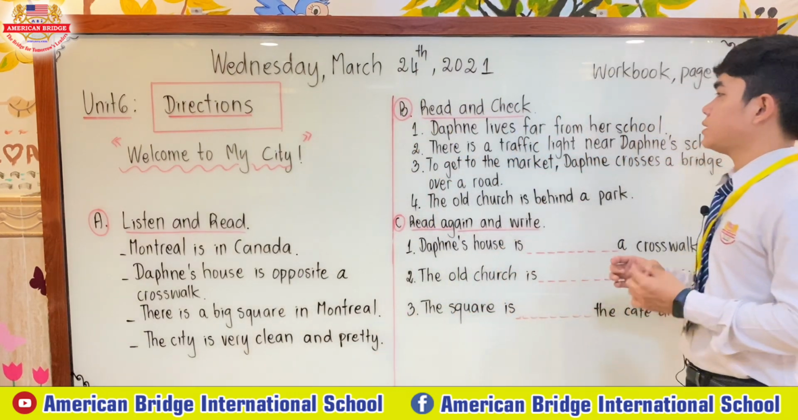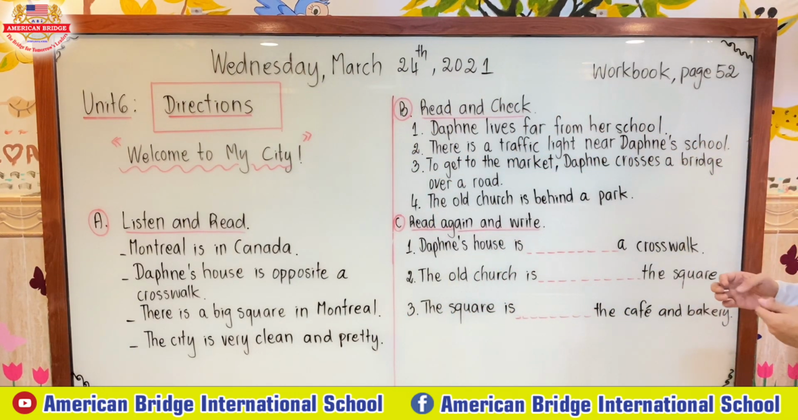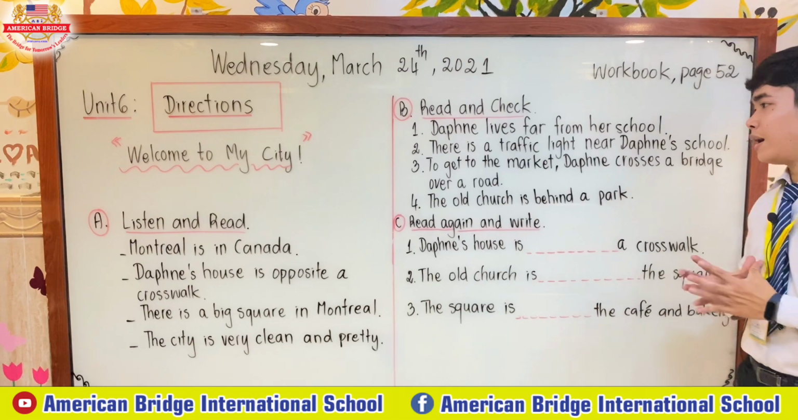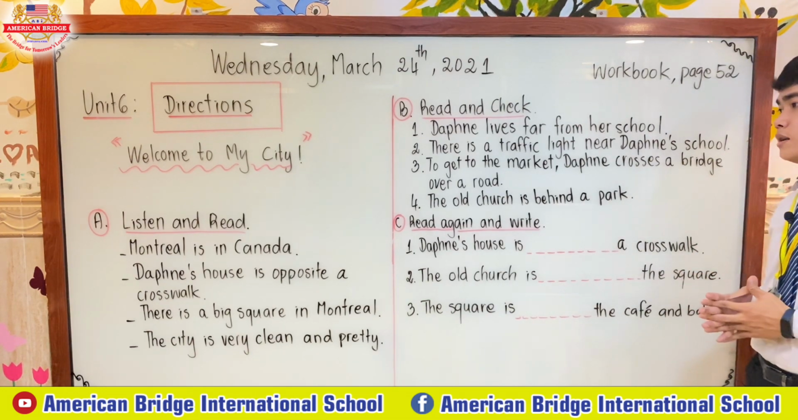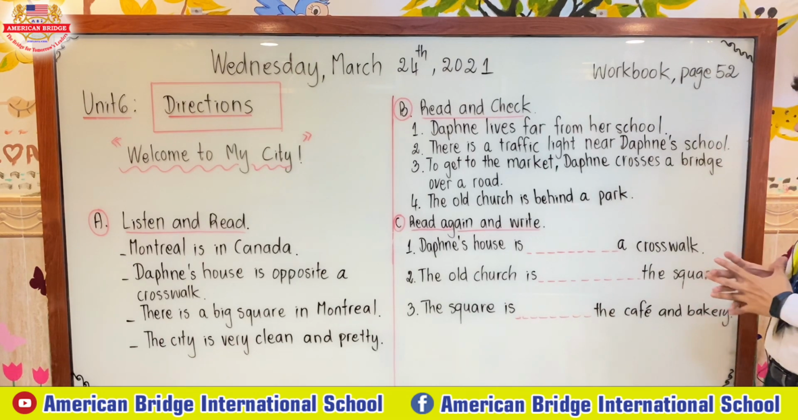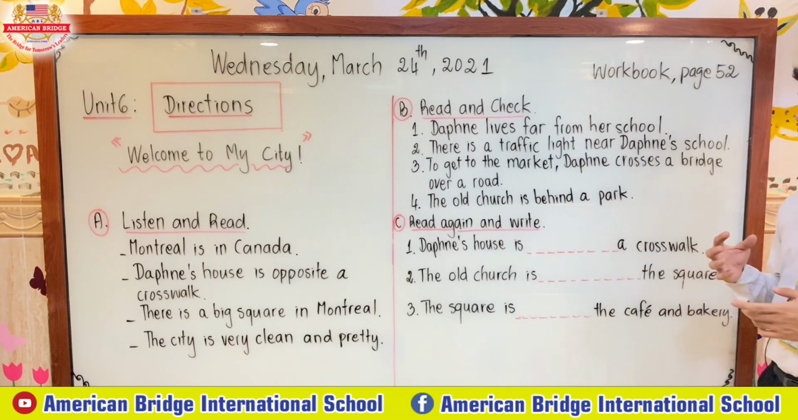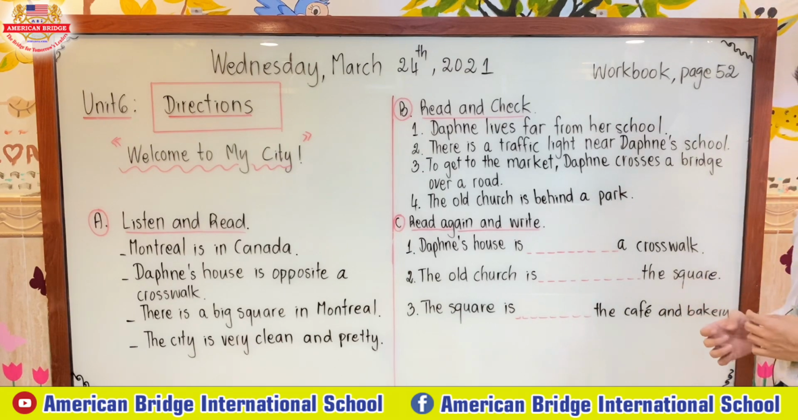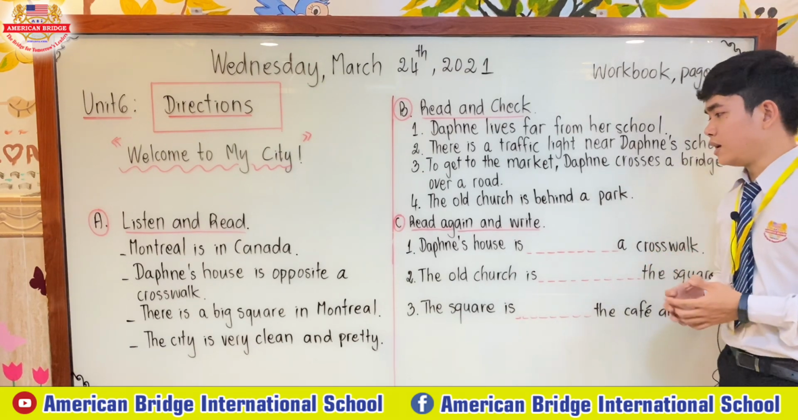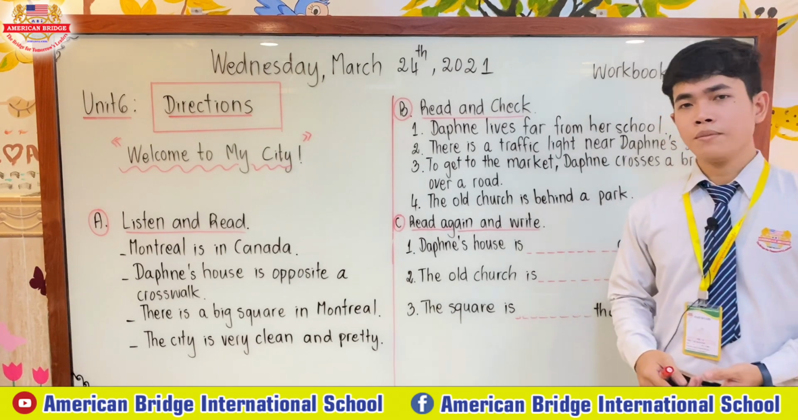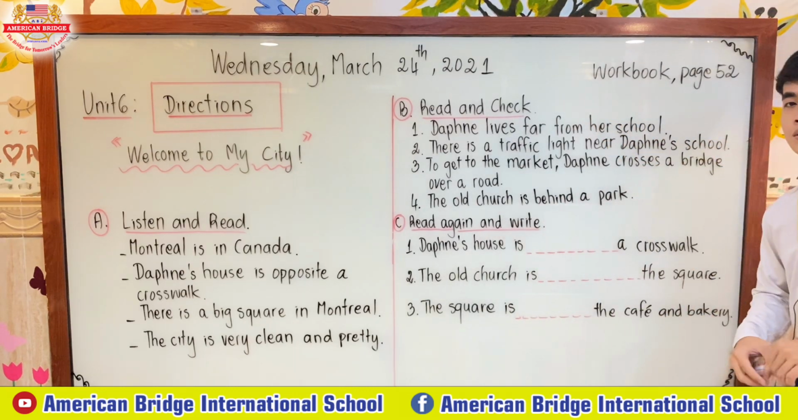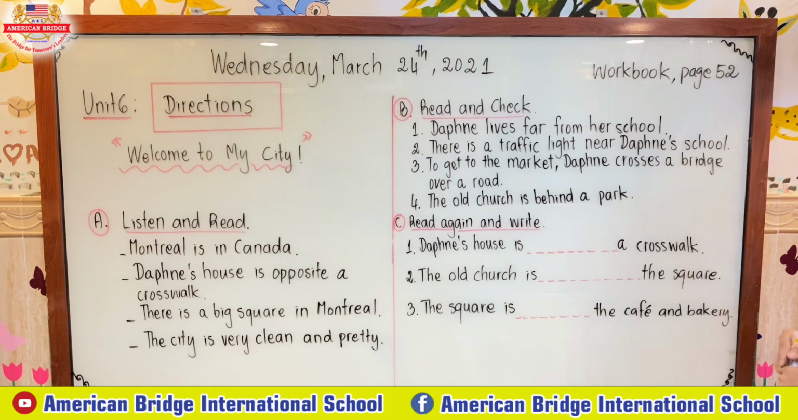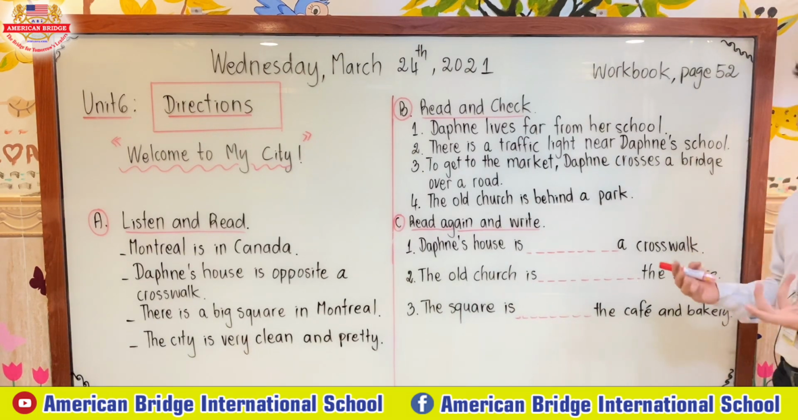Okay, number 1, Daphne lives far from her school. Number 2, there is a traffic light near Daphne's school. Number 3, to get to the market, Daphne crosses a bridge over a road. And the last one is, the old church is behind a park. So I am going to take only the correct sentence. Right, we are going to start with number 1, Daphne lives far from her school. Okay, is it correct, everyone?